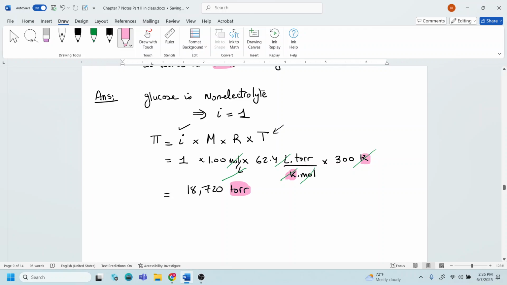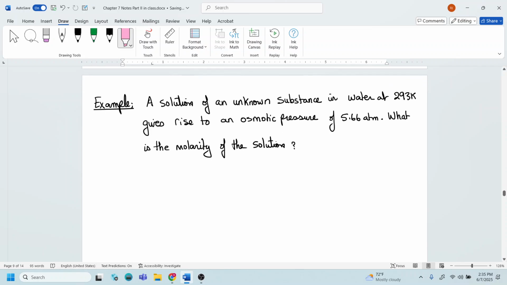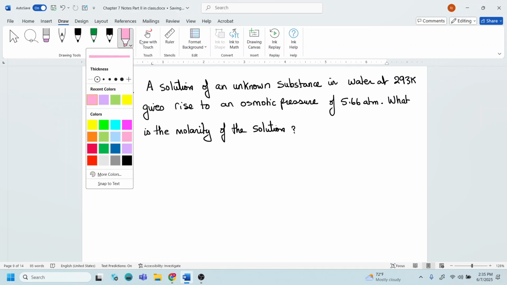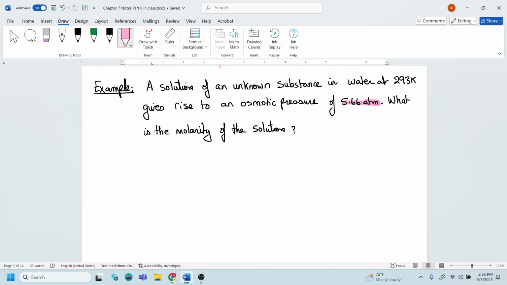Let's have another example. A solution of an unknown substance in water at 293 Kelvin gives rise to an osmotic pressure of 5.66 atmosphere. So notice here, they gave you the pressure in atmosphere, right? This is the osmotic pressure in atmosphere. What is the molarity of the solution?